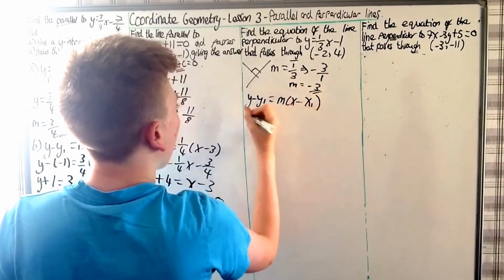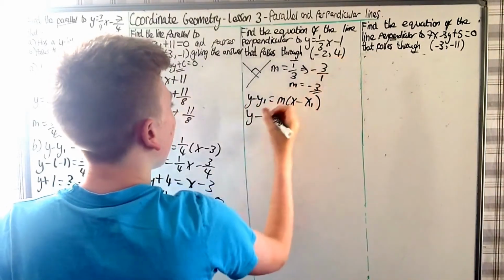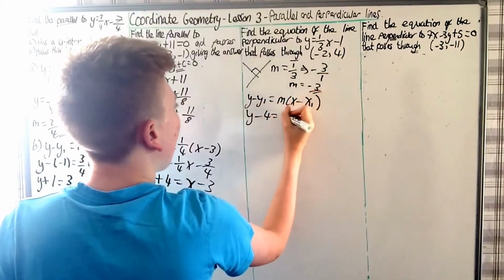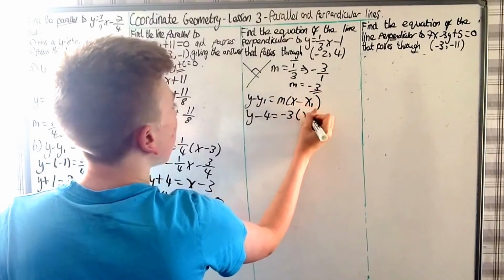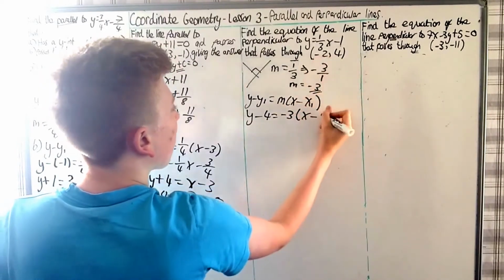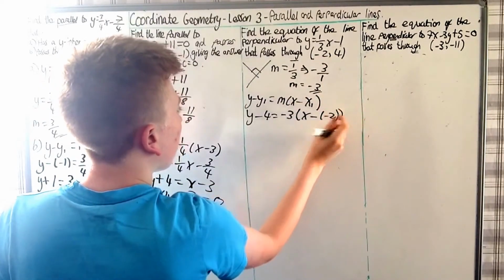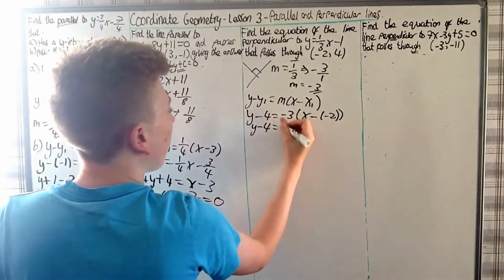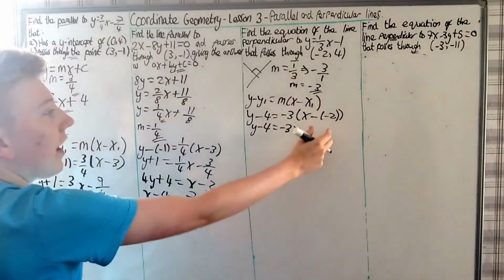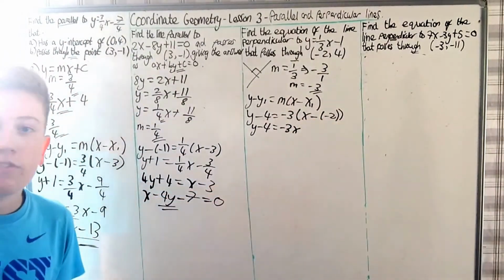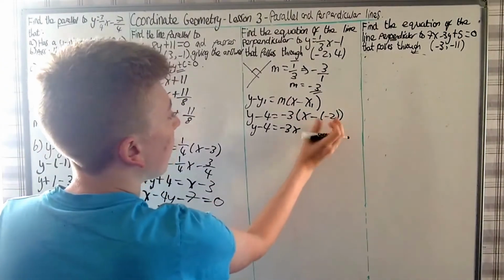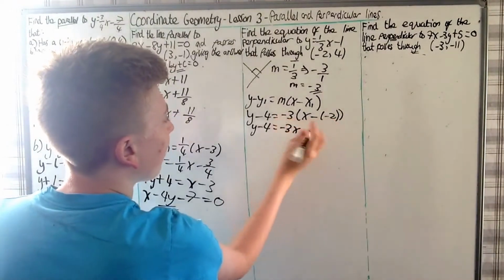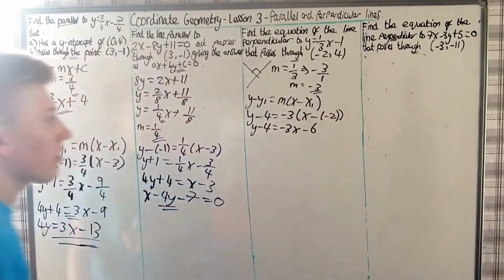Okay? So y minus our y1, 4, equals our gradient, which is now minus 3, the negative reciprocal, multiplied by x minus 2. Remember the double negative. So we're going to get y minus 4 equals minus 3 times x, minus 3x. Now this inside the brackets will become positive. Remember the double negative. And we're multiplying this positive 2 by a negative 3. So we're going to get negative 6.